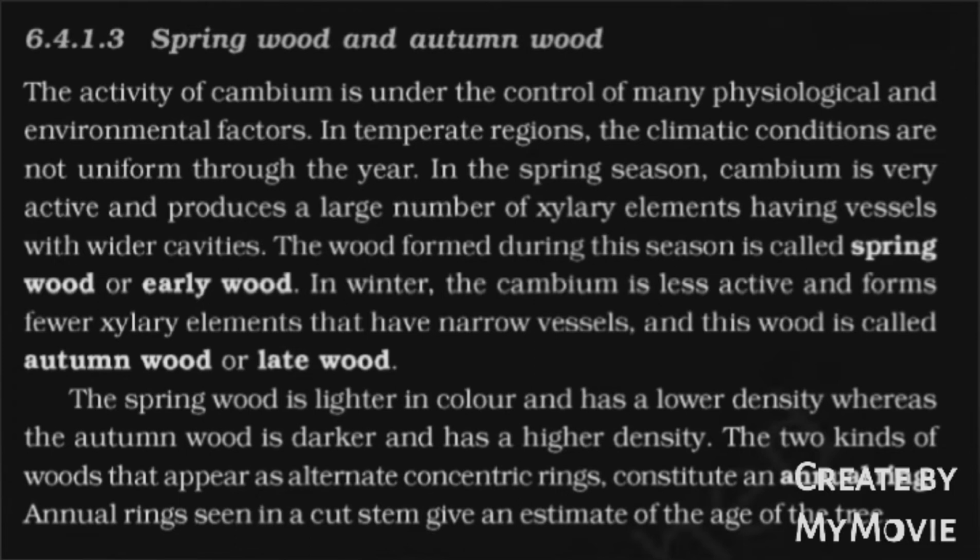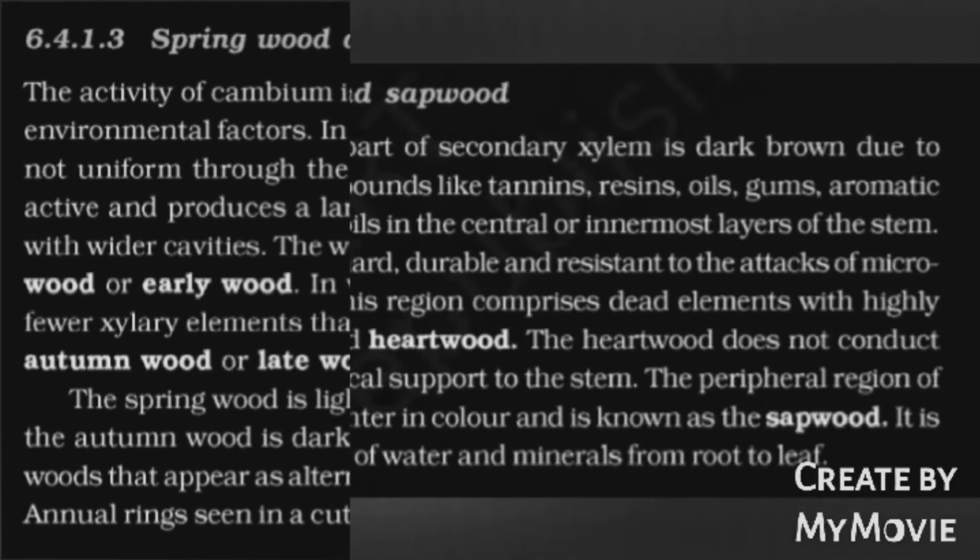The spring wood is lighter in color and has lower density, whereas the autumn wood is darker and has higher density. Two kinds of woods that appear as alternate concentric rings constitute an annual ring. Annual rings seen in a cut stem give an estimate of the age of the tree.